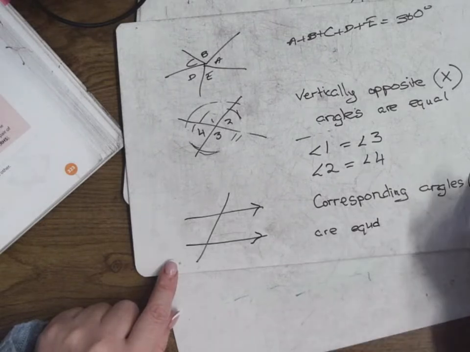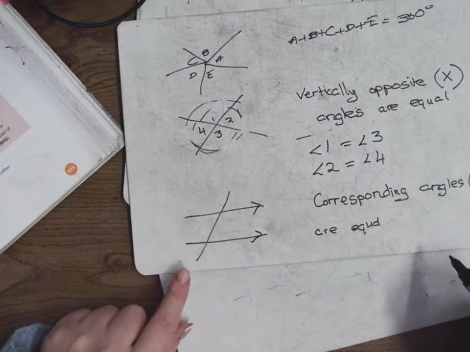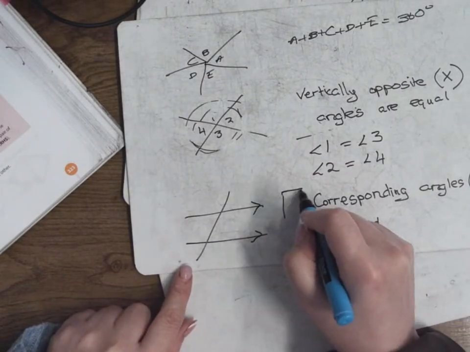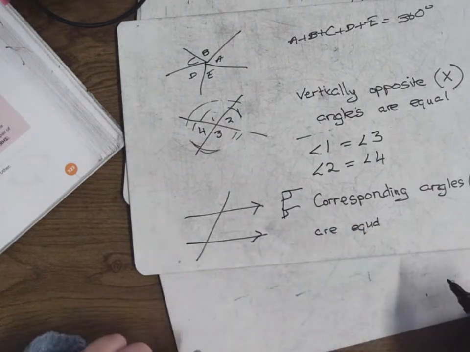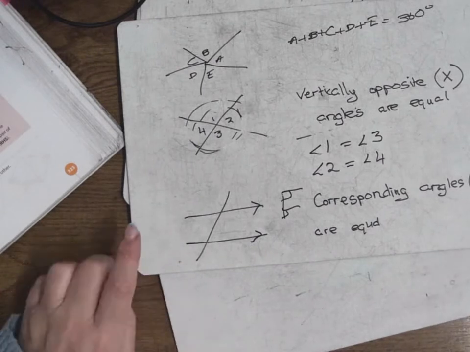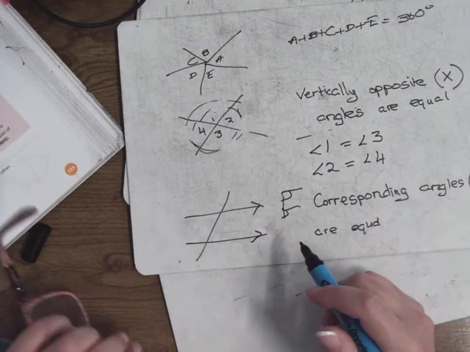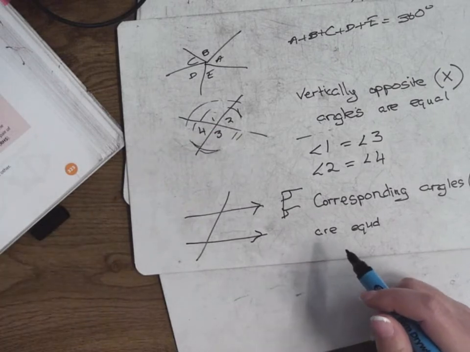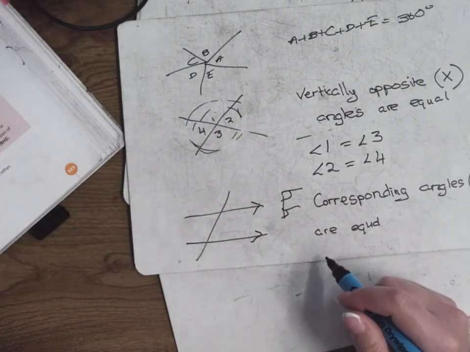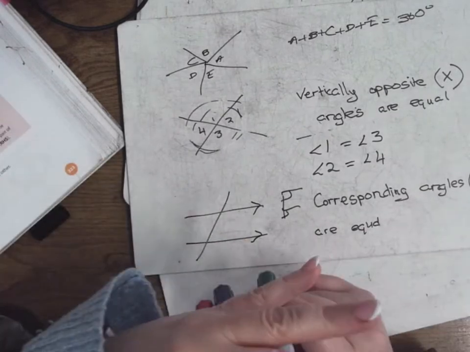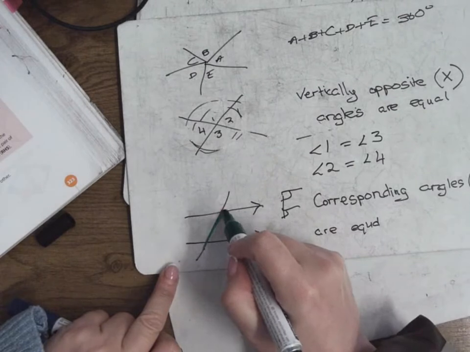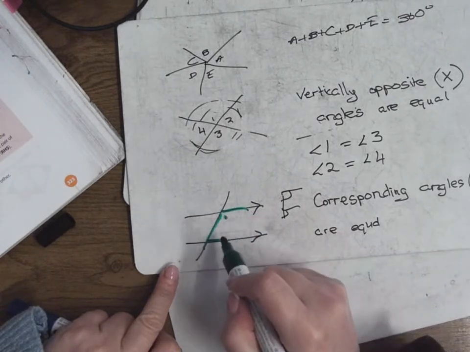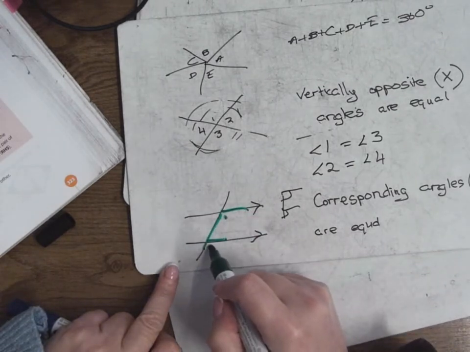So the two angles inside the F are equal. If you can do an F, this angle and this angle are equal. You can do lots of different Fs here: backwards Fs, upside down Fs, etc. I'll get a few colours going. So look, here's an F. That angle there and that angle there are equal. Agreed?